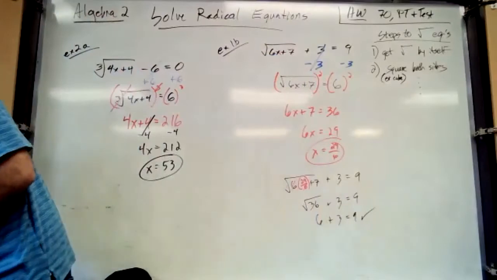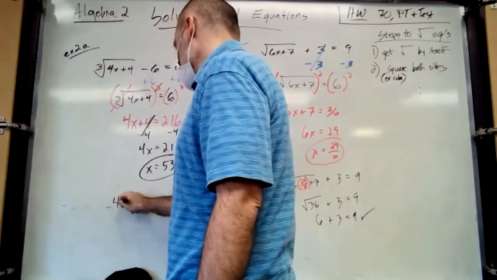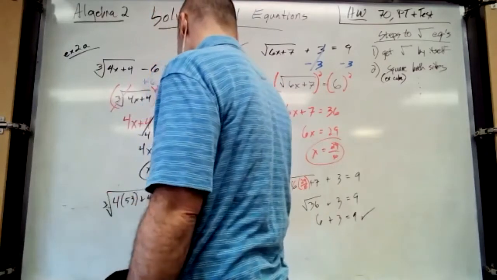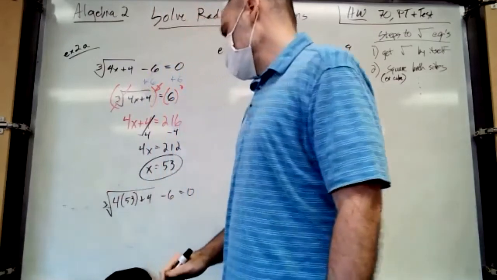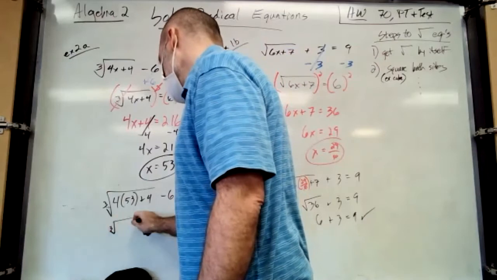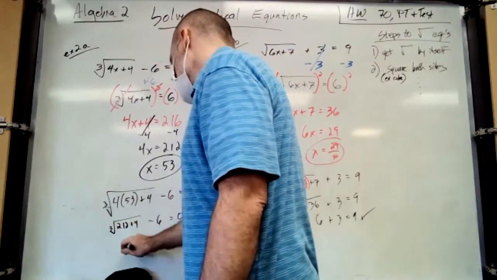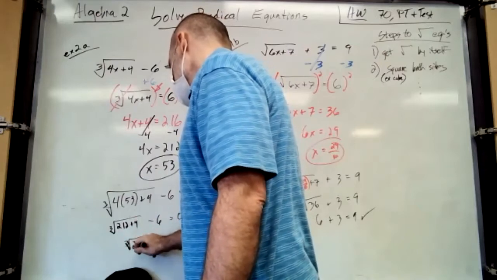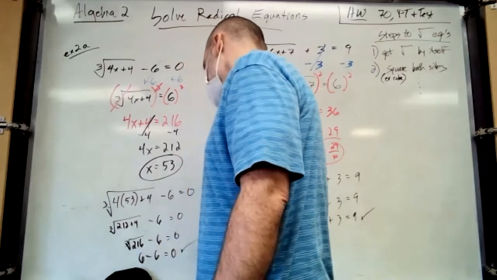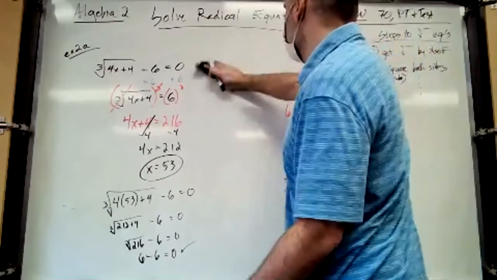Let's just make sure that works. So the cube root of 4 times 53 plus 4, minus 6 equals 0. 4 times 53, we did that, that was 212. So cube root of 212 plus 4 minus 6 equals 0. Cube root of 216 minus 6 equals 0. 6 minus 6 equals 0. Check. Okay.